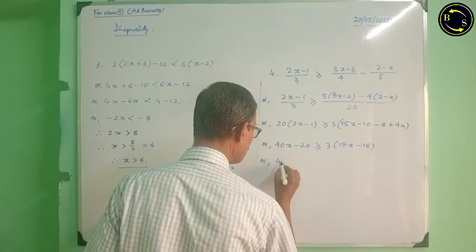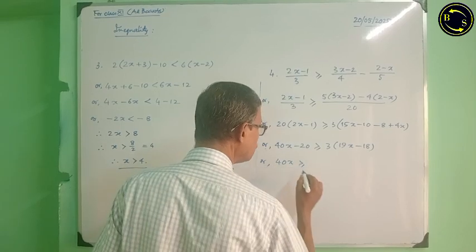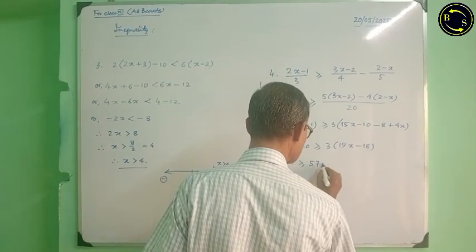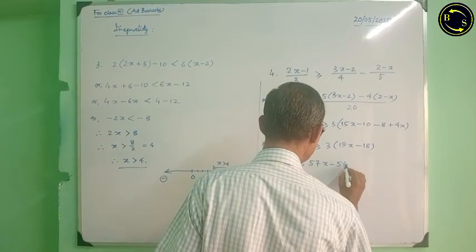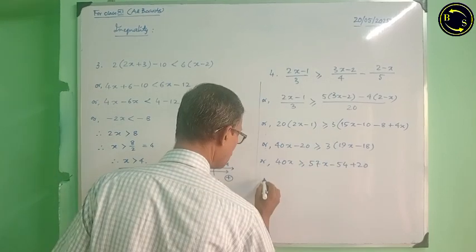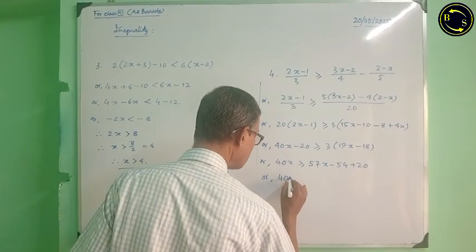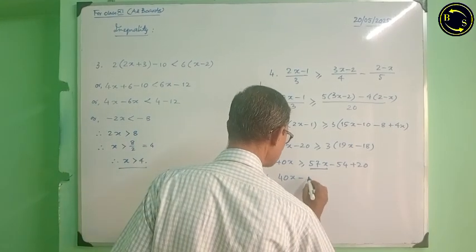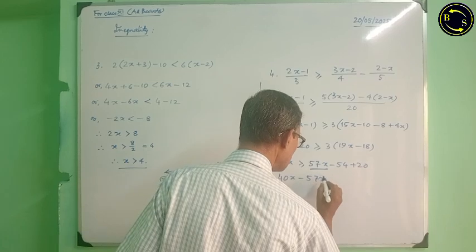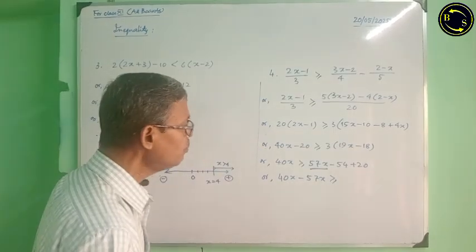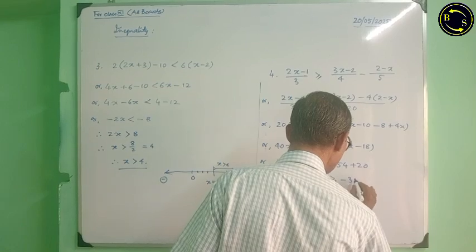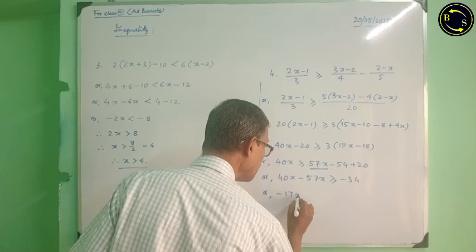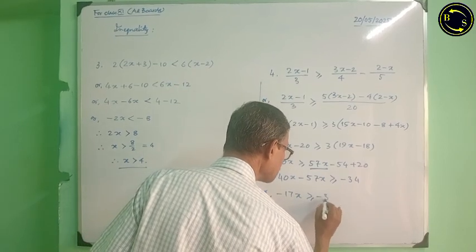Or 40x greater than or equal to, I take minus 20 on the right, 57x minus 54 plus 20. Or 40x, this is the variable part, to be taken on the left hand side: minus 17x greater than or equal to minus 34.